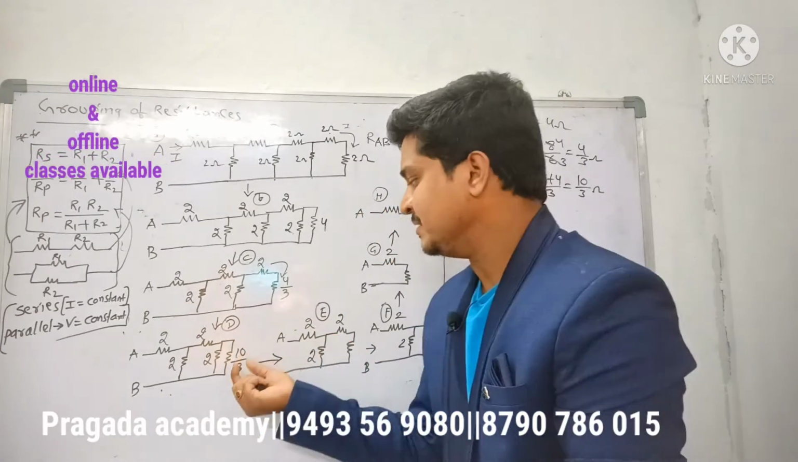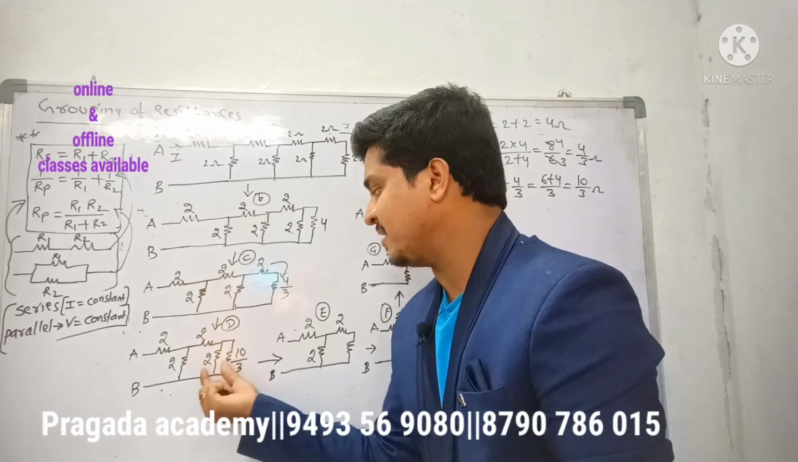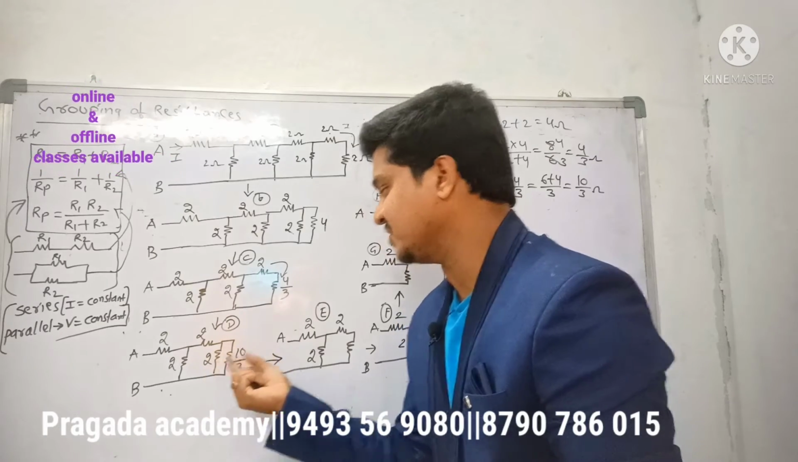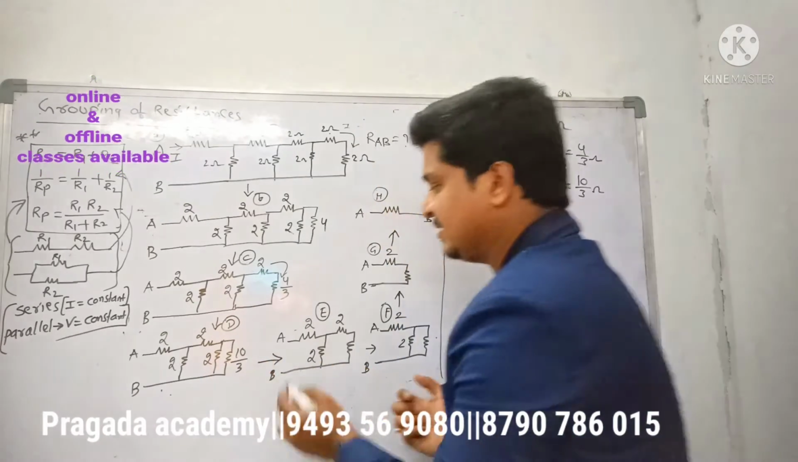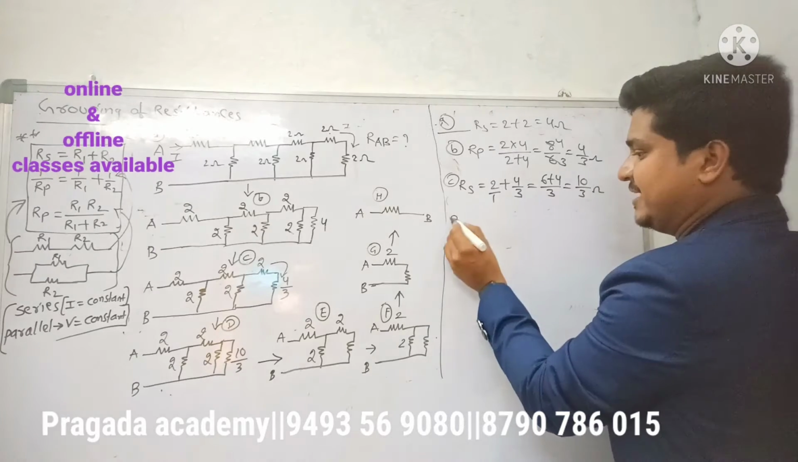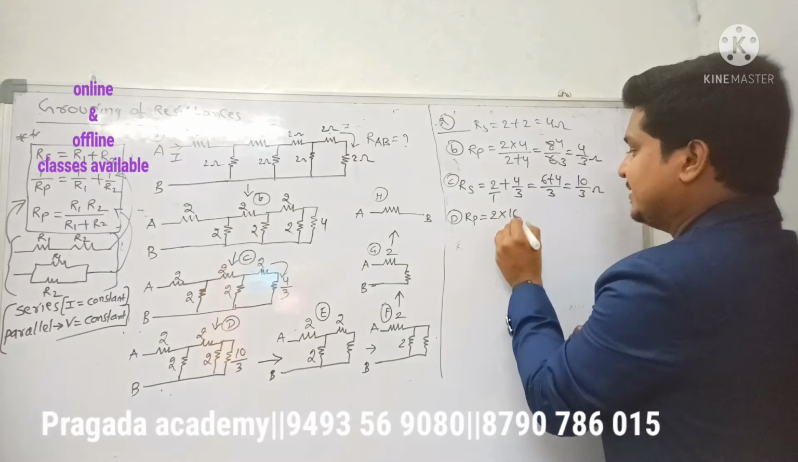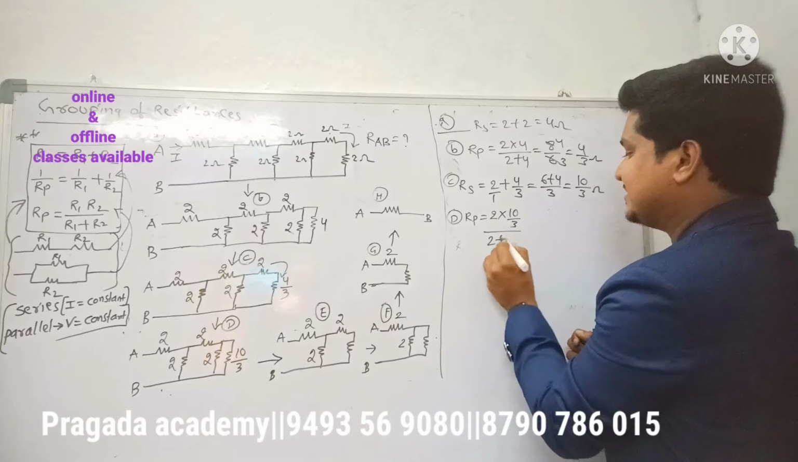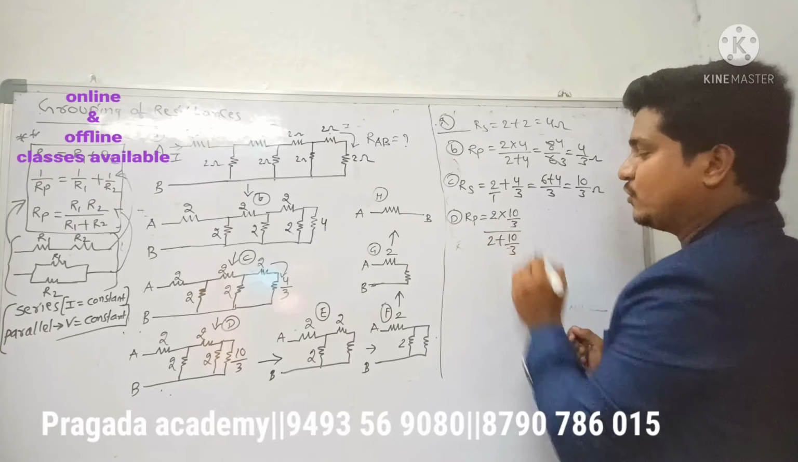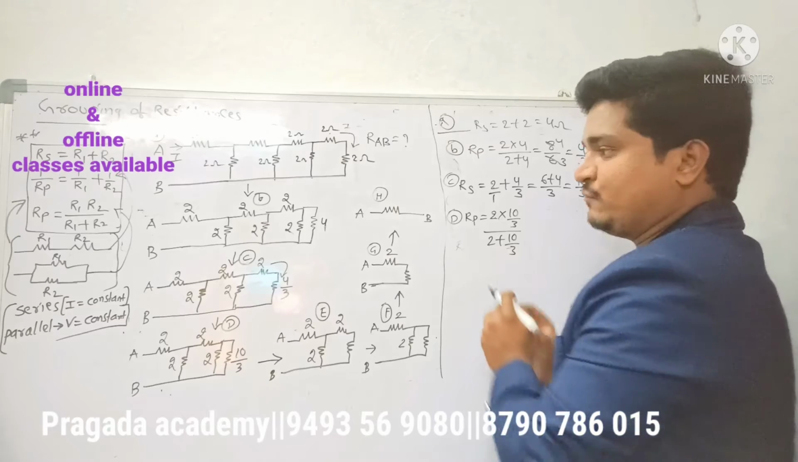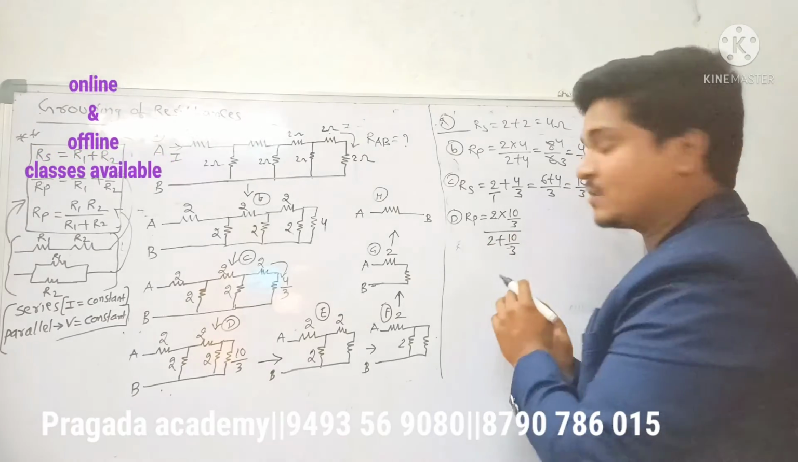If you observe, 10 by 3 and 2 are in parallel. Why? Because current is dividing at this junction, so you can apply the parallel combination at step D. So RP is equal to 2 into 10 by 3 by 2 plus 10 by 3. R1 into R2 by R1 plus R2, if two resistors are connected in parallel combination.